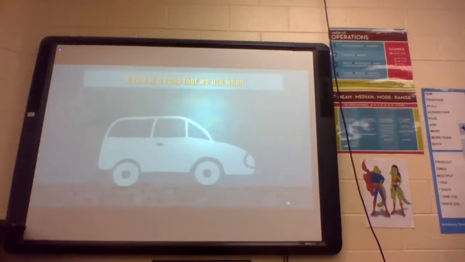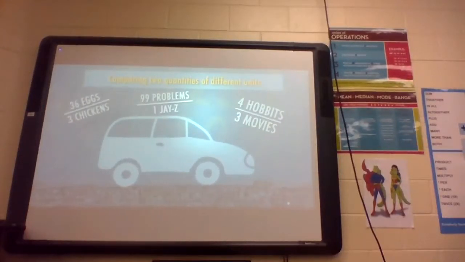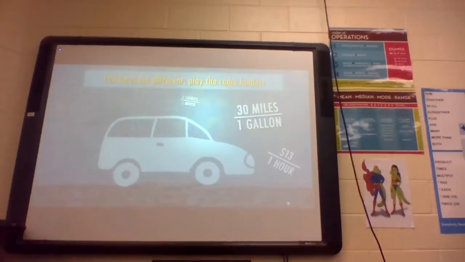Rate is a ratio that we use when comparing two quantities of different units, like miles per gallon or dollars per hour. Units are different, play the radio louder.